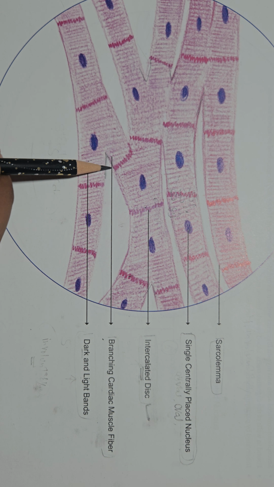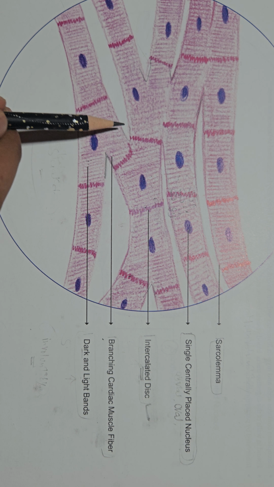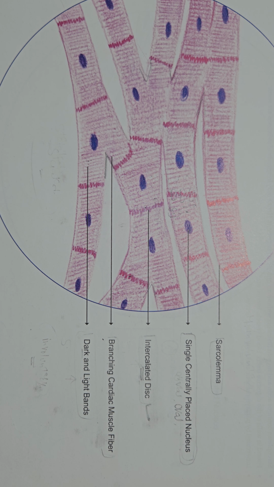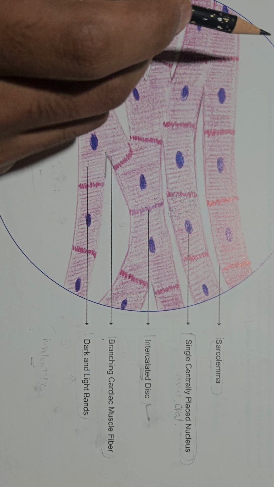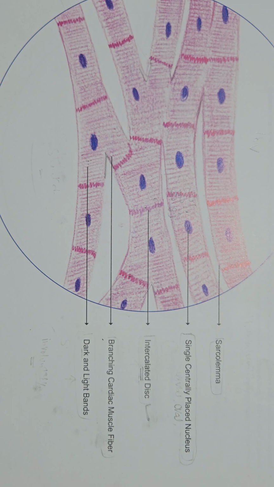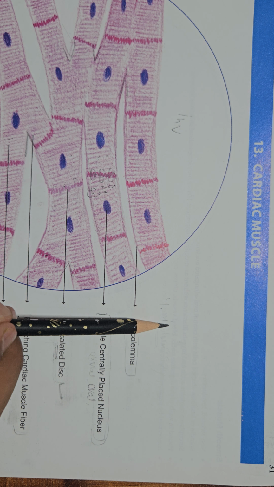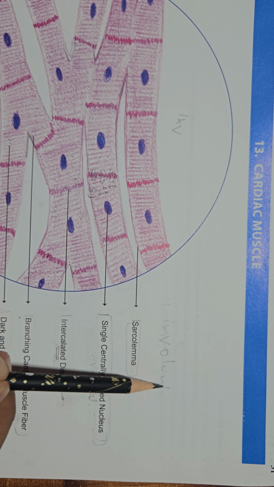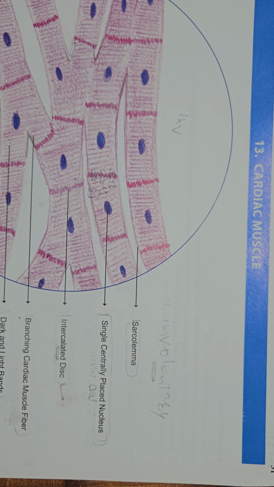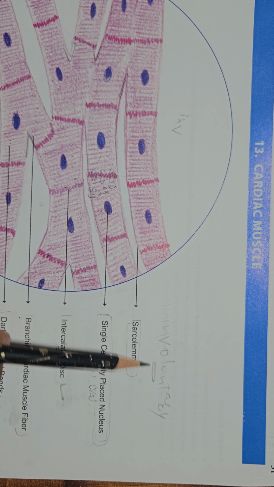As you can see, here is the branching. This cardiac muscle cell branches. Here is another branch, here is another branch. So cardiac muscle cells branch. Another thing we need to remember is that cardiac muscle is involuntary. Involuntary means we cannot command it to do anything. Cardiac muscle functions on its own. We command our skeletal muscles to contract or relax, but we cannot command our cardiac muscle to contract or relax. It functions on its own.